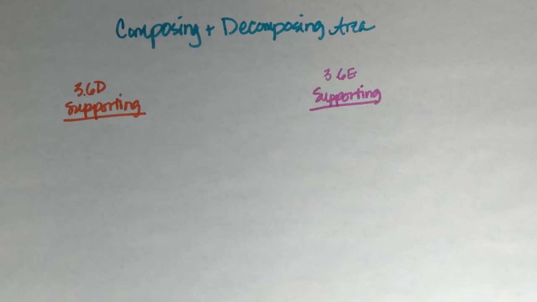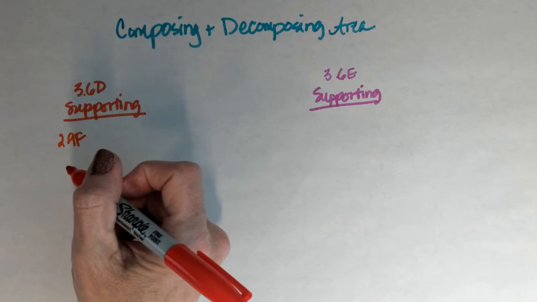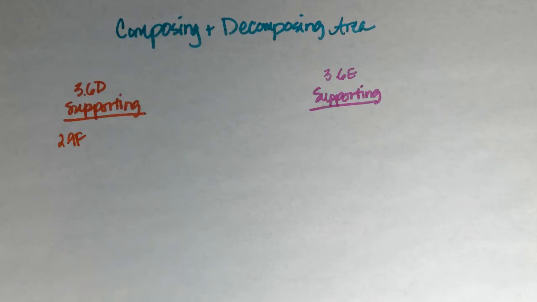In this video, we are going to talk about the two supporting TEKS for our Composing and Decomposing Area unit, 3.6D and 3.6E. Now, there are a couple of things that second grade students do to support this unit. For 3.6D, second grade students in their standard 2.9F are required to use concrete models to find the area of a rectangle. They cover it with no gaps or overlaps, and they just count to find the total number of square units. So that we talked about in our area and perimeter unit, that is all that second grade students have done for area.